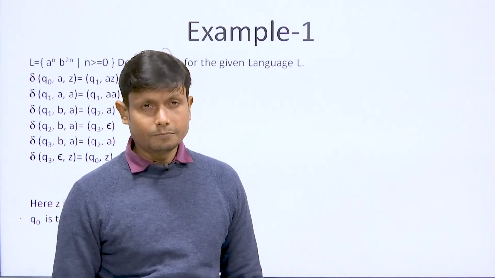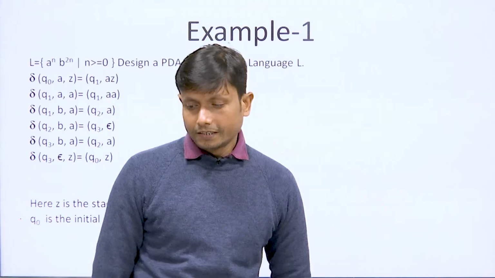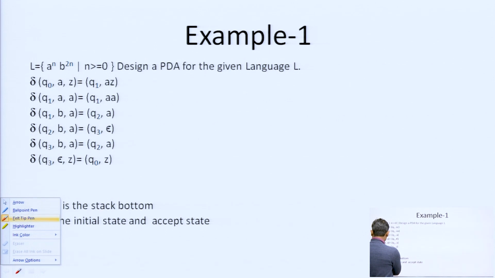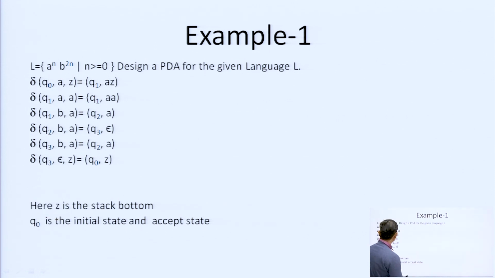See here, one numerical is given. If the language is a to the power n, b to the power 2n, n greater than or equal to 0, design a PDA for the given language. You can see this language is a context free language, where there is a comparison between the number of a and the number of b.